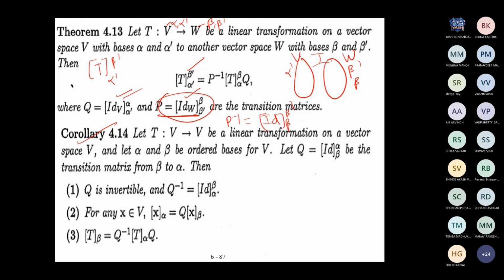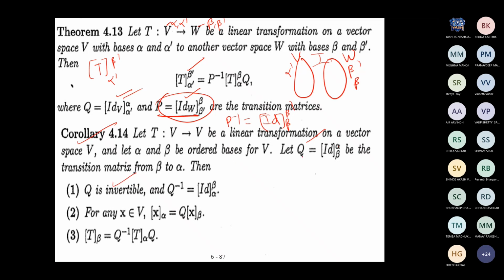See here. T is again one more theorem, but this theorem is more important. T is a linear transformation from V to V. One vector space to the same vector space. Right? So, you have two bases for V. One is alpha, the other is beta. Very important, ordered basis. We should not change the order. E1, E2, E3 means it is always E1, E2, E3. Don't change the order. The order is fixed. And Q is ID beta to alpha.